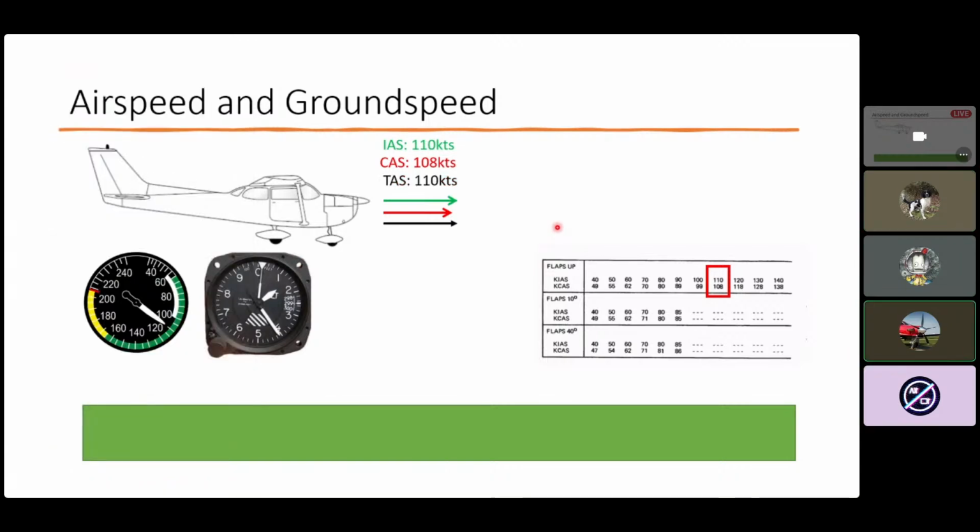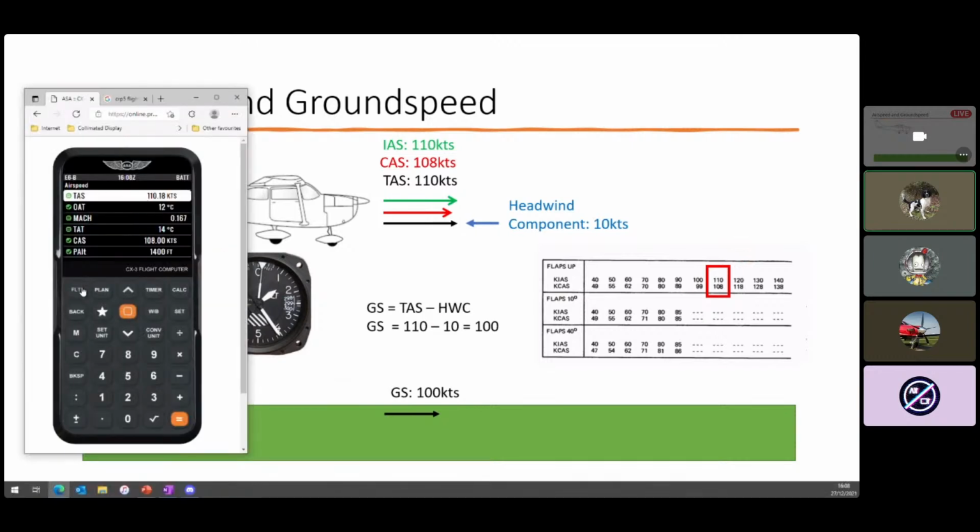Absolutely. So that's it. That's our TAS. Okay. And then if we had a headwind component of 10 knots, the ground speed would be TAS minus headwind component, which would be 100 knots. So the actual speed would be 100 knots across the ground, which for navigation is the speed we're interested in. Now this calculator would let you calculate ground speed as well, but you would likely be doing that ahead of time on the ground. But if you were unsure, if the winds had shifted, you might want to recalculate. So you could certainly use this technique if you understand it.